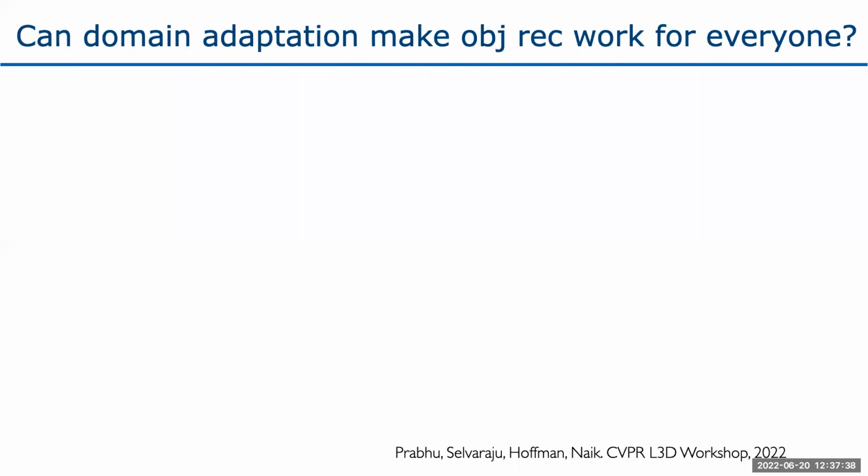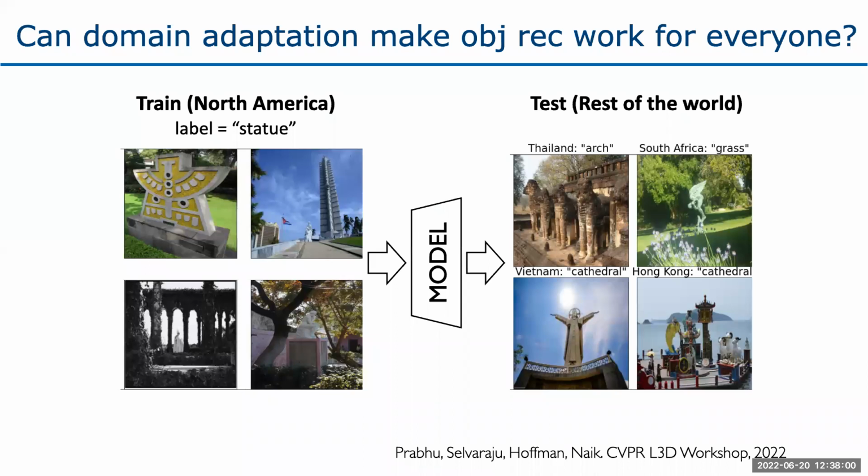So far, we've been talking about domain adaptation as a way to match representations between the train and test sets. We tried to ask whether domain adaptation can fit this setting and help make object recognition models work for everyone. And this was presented at a workshop earlier today. So the goal is to take models that are trained to recognize, say, statues from North America, shown here on the left, to also recognize statues from Thailand and South Africa and Vietnam, which currently the model is not doing very well.